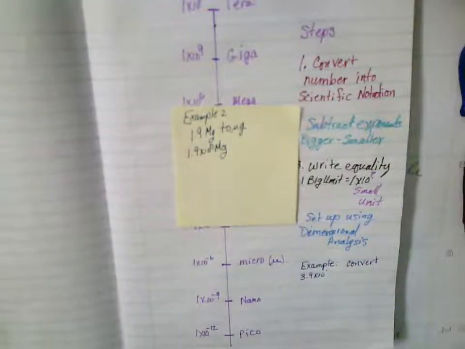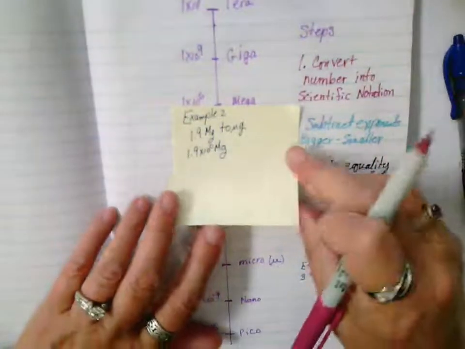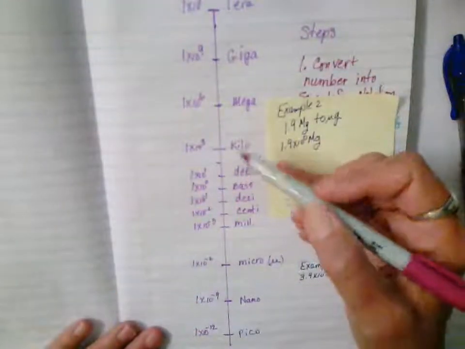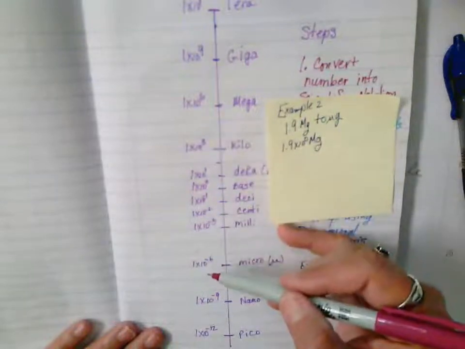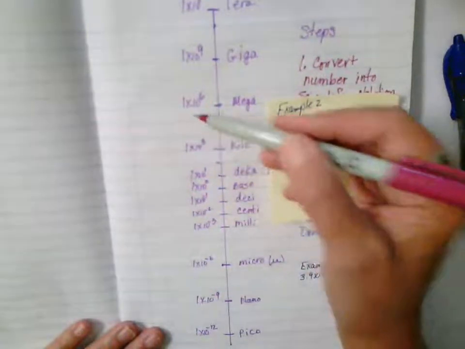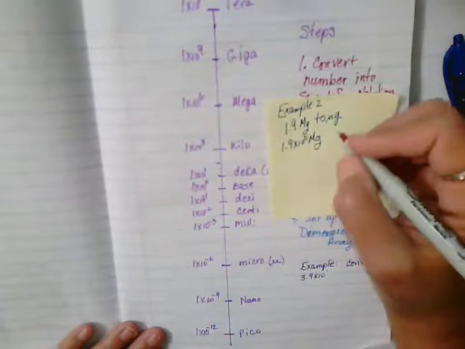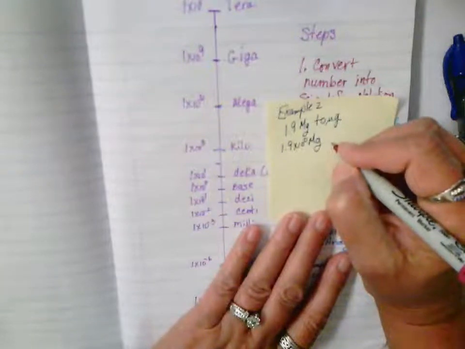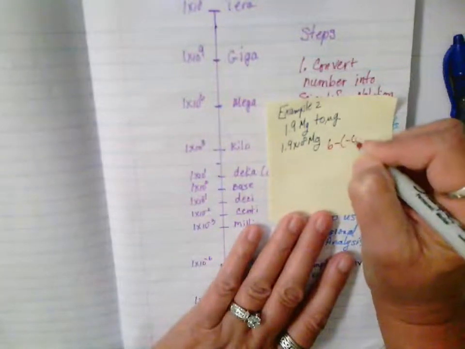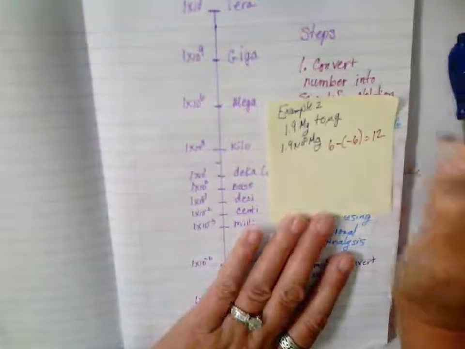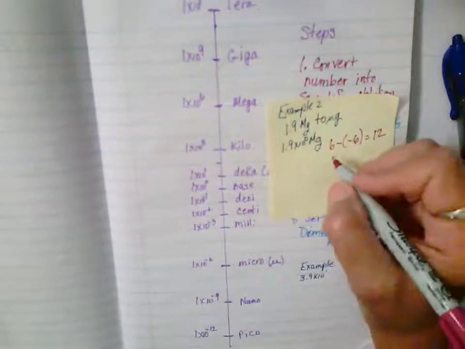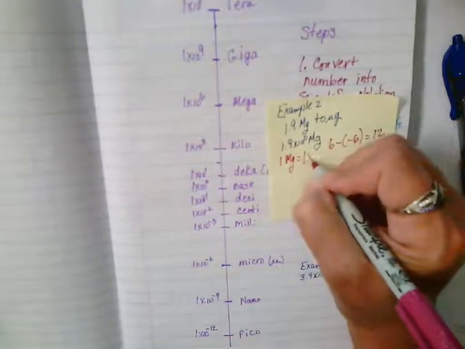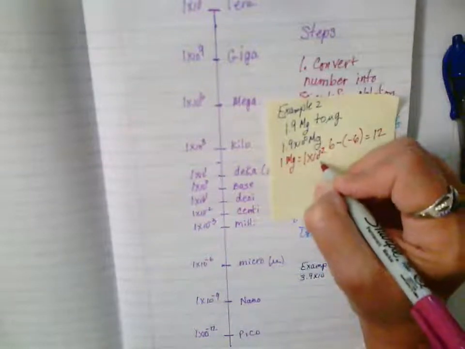Next thing I need to do is find my 2 exponents and subtract them. So let me move this out of the way. And so we want to go from mega to micro. We always subtract the big one minus the little one. And so I'm going to have 6 minus a negative 6, which equals 12. And so we're going to have 1 megagram equals 1 times 10 to the 12th micrograms.